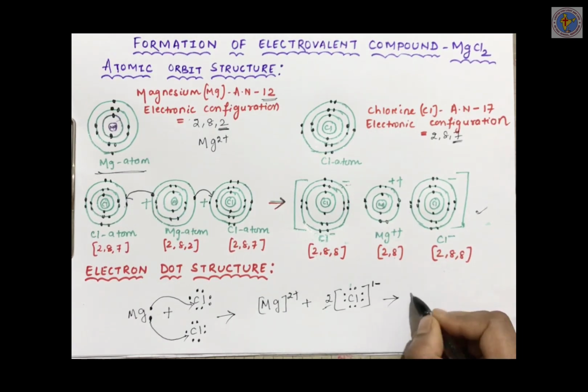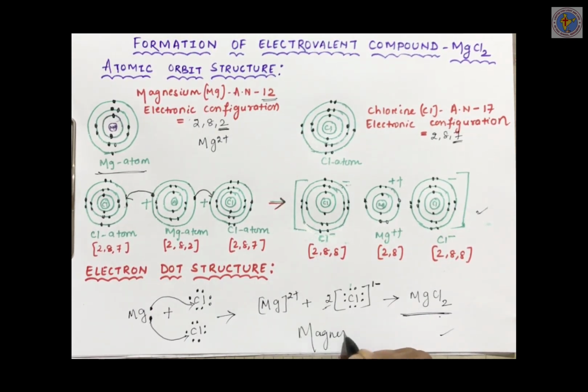Then what are we getting? We are getting MgCl2. So this is all about the electron dot structure of MgCl2, that is magnesium chloride. Okay, so like this we can draw the atomic orbit structure and electron dot structure of magnesium chloride.